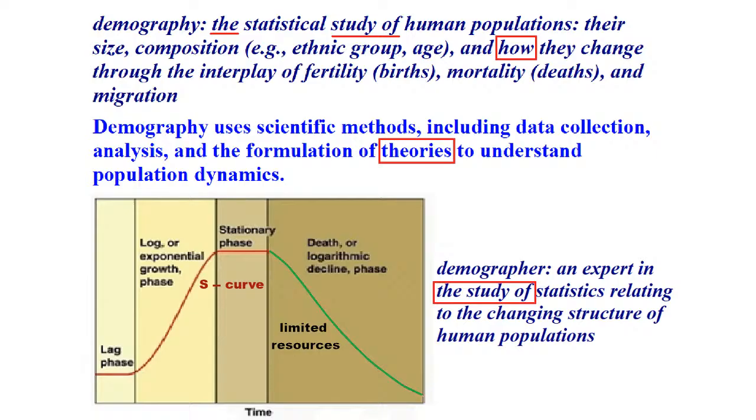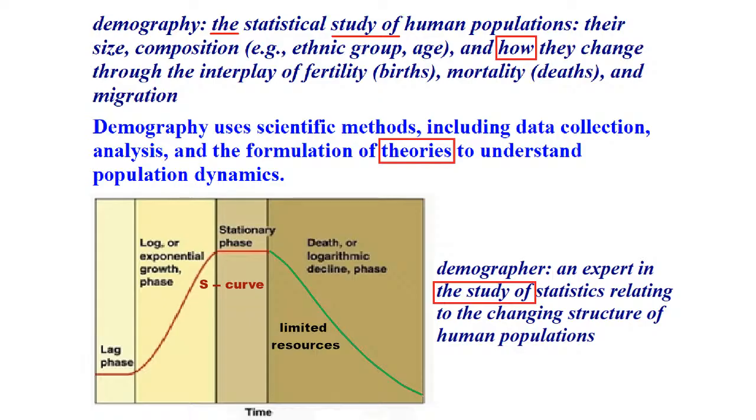But it says their size, composition, and how they change through interplay of fertility, birth, mortality, and migration. Well, how is not really the word. The word is why. We're not interested in a description, especially a mathematical description. We're interested in an explanation, a qualitative explanation. That's what science is about.